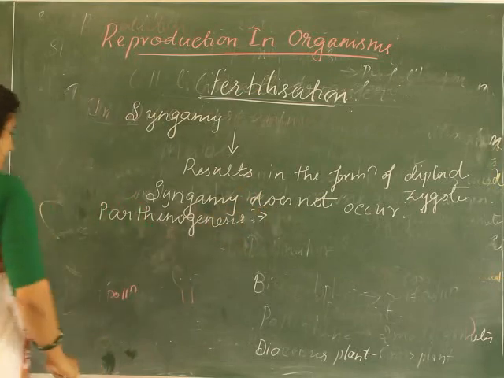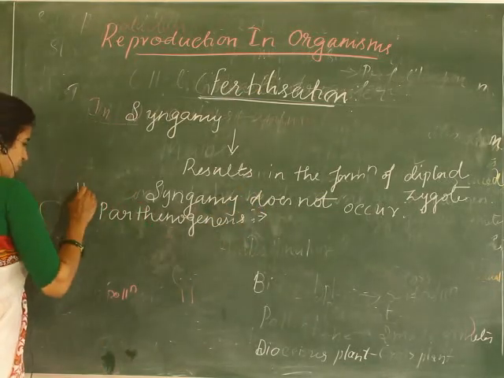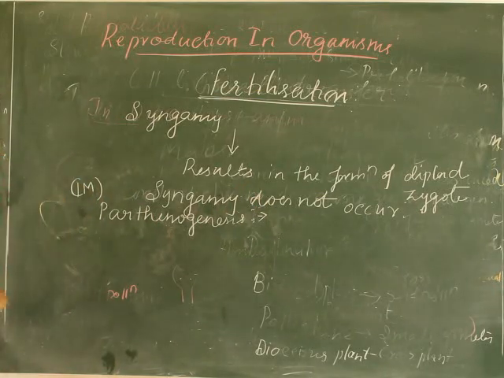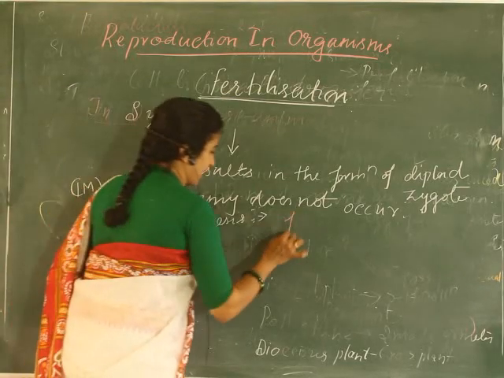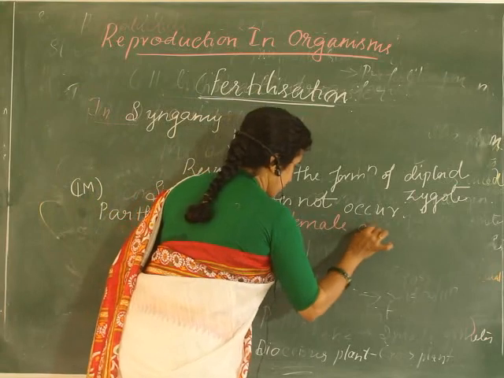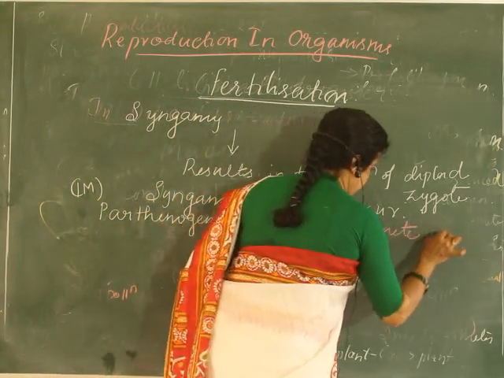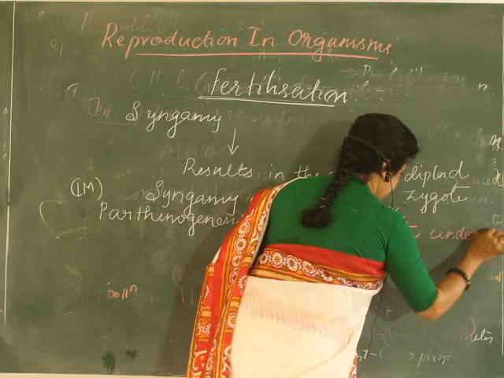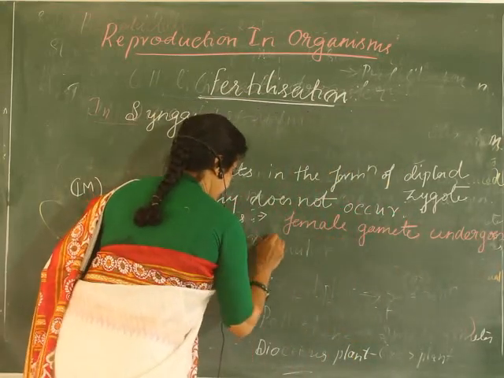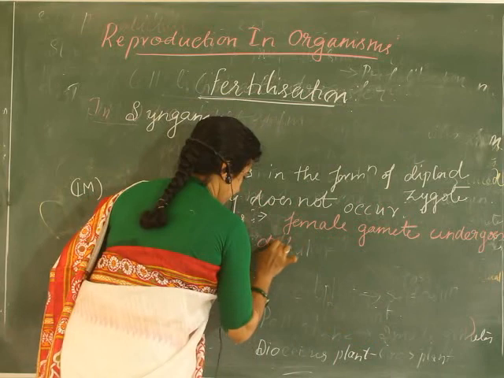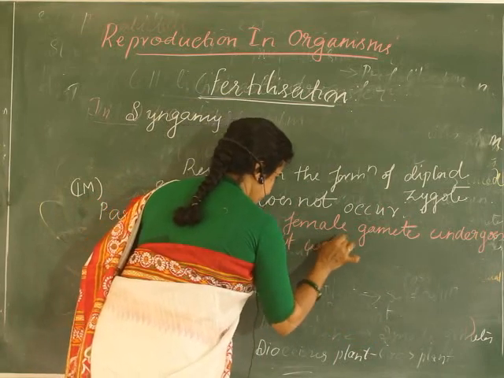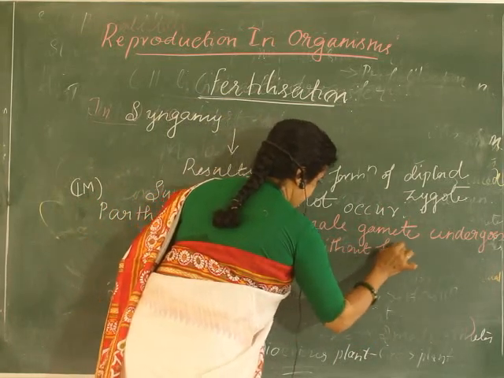So what is parthenogenesis? Definition, very important. Okay, it can be asked for 1 mark. Define parthenogenesis. Here, the female gamete undergoes development to form a new organism without fertilization.